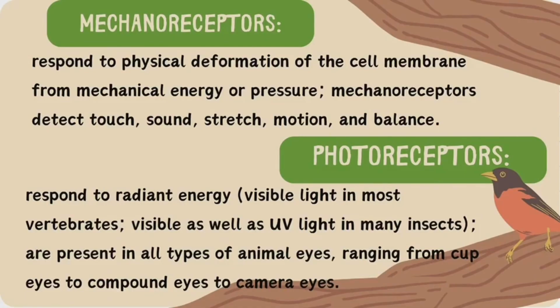In humans, photoreceptors detect visible light, while some animals like insects can also see ultraviolet light. So photoreceptors are what makes vision possible. They help us respond to the light in our surroundings.